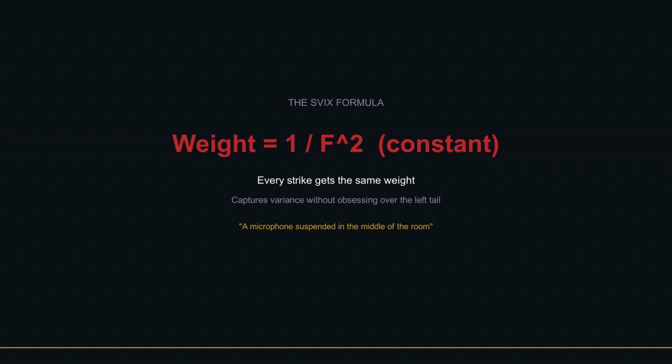SVIX uses the exact same option prices, but it weights them by 1 over the forward price squared, 1 over F squared. And because the forward price is a constant number for any given maturity date, every single option strike gets the exact same weight. Okay, so if VIX is a microphone pointed at the panic button, SVIX is like a microphone suspended in the middle of the room, just recording the entire option surface evenly. Exactly. It captures the variance without obsessing over the left tail.